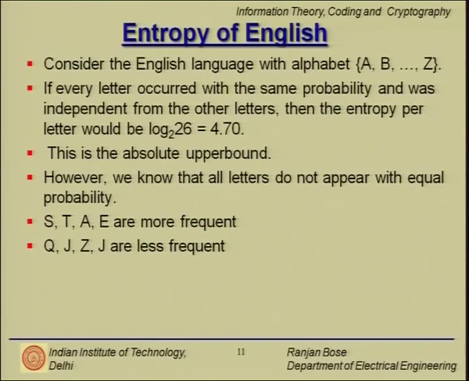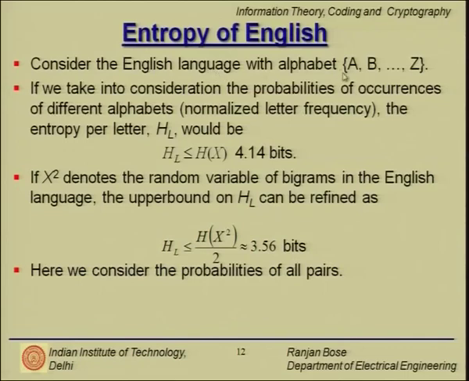So, the next logical step would be to plug in real probabilities. Now, how do you get real probabilities? You pick up your dictionary, do a frequency count and divide by the total number of letters you counted, you get an estimate of the number of times it occurs and hence the relative probability of occurrence. So, now let us take the same English language with alphabet A up to Z, and this time in our definition of H(X) we plug in the probabilities of occurrences of the different alphabets, which I just now mentioned is nothing but the normalized letter frequency.